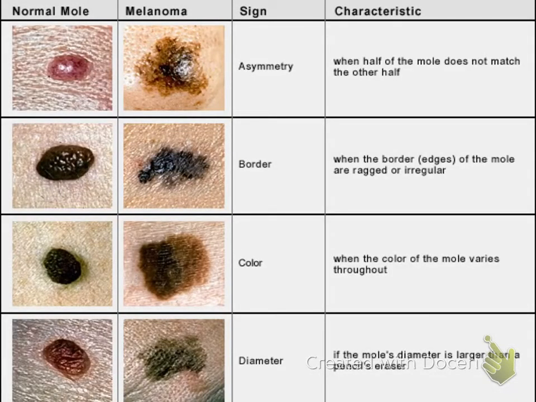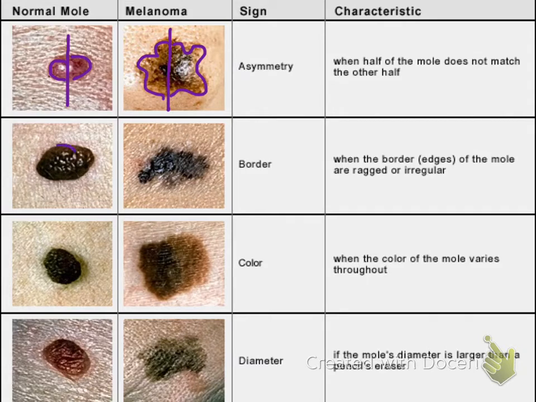This is a diagram showing you the difference between a normal mole and a melanoma mole. The ones in the left column are your normal ones, and the ones in the right column are the ones that are actually diagnosed as having melanoma. The first one is asymmetry. If you draw a line right down the middle of that mole, notice that the left half and the right half are a mirror image of each other. If you look at the other picture, notice that the left half and the right half are a different shape. So that could indicate melanoma.